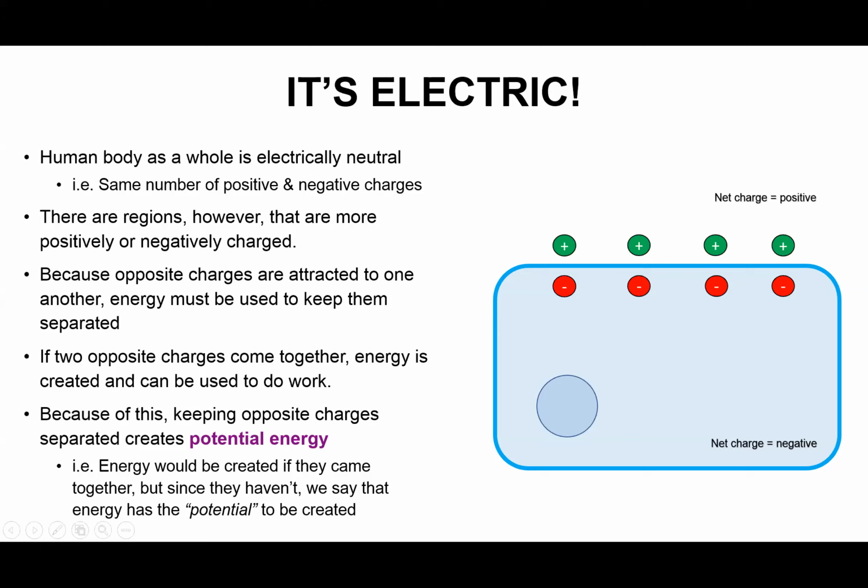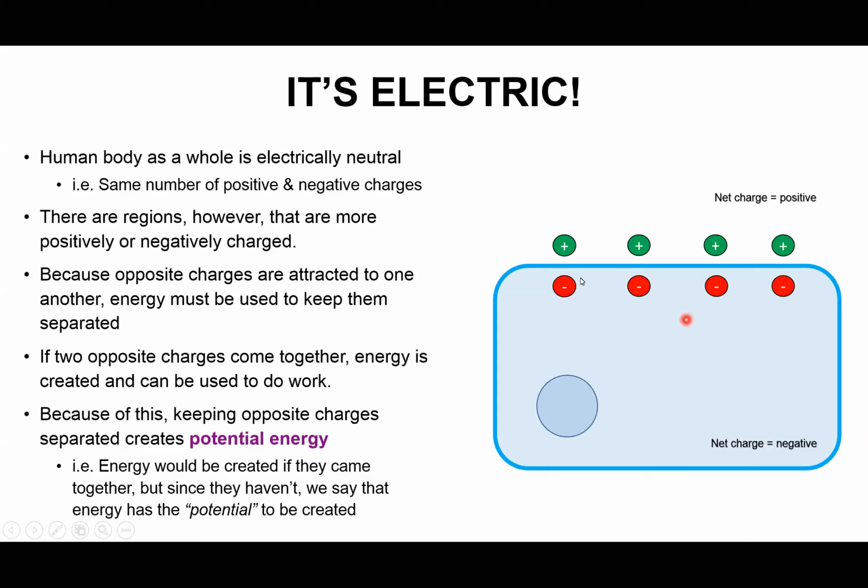So I'm going to give you the example here. We'll start out with this picture over here, where I just created, we're going to say this is a cell, and here's the nucleus of the cell. And we have 4 negative charges inside of this cell, and there's no positive charges inside of this cell. So overall, we would call this cell having a negative net charge.